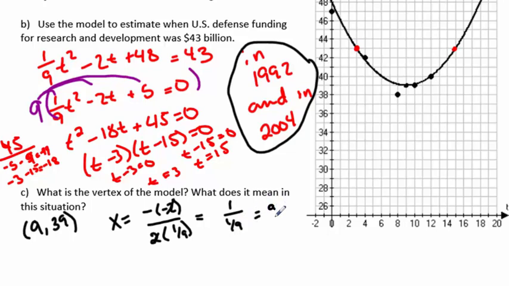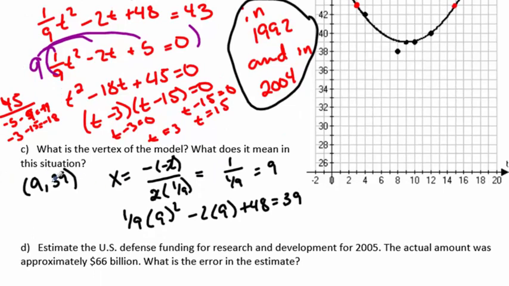That's my x value. To find the y value, I could take 9 and plug it into the equation. So if you take 1/9 times 9 squared minus 2 times 9 plus 48, you can verify that you get 39. What does this mean? The x value 9 corresponds to the year 1998, and in 1998, the defense spending was $39 billion.